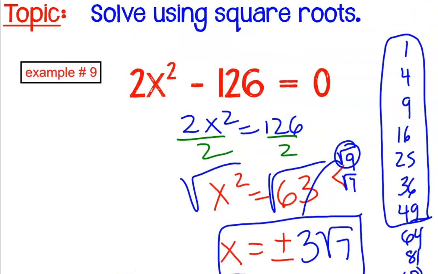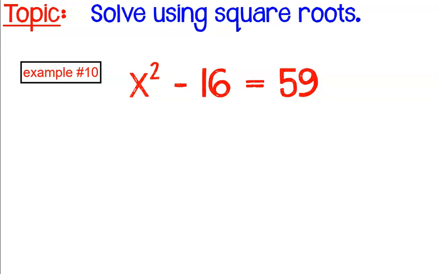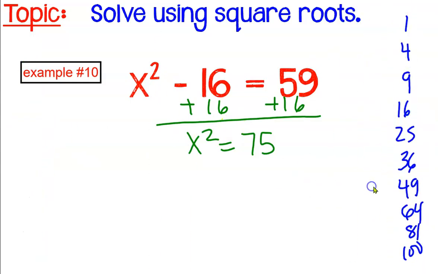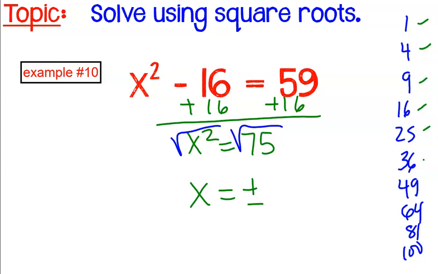All right, let's try one last question. So again, isolate your x squared. 75. And then think about all of those perfect squares again, right? So when you go to square root both sides, think about whether or not any of these perfect squares are factors. So again, it's got to be less than 75. I pretty much know those won't go in. I think that's my winner.